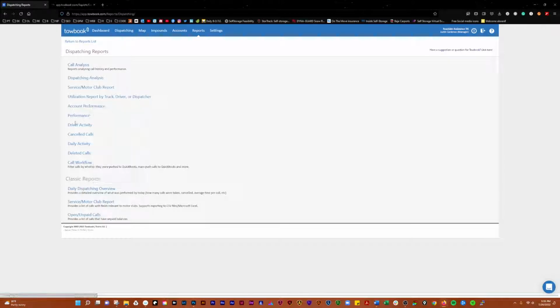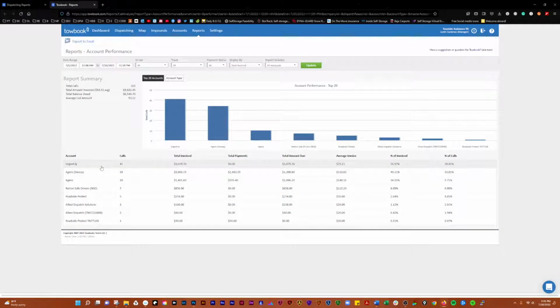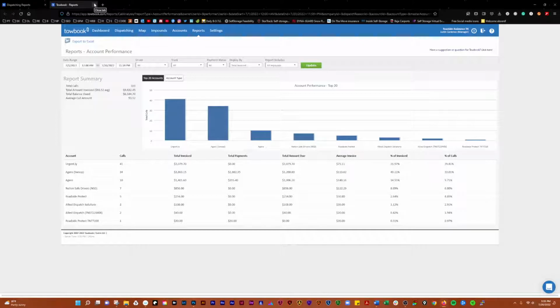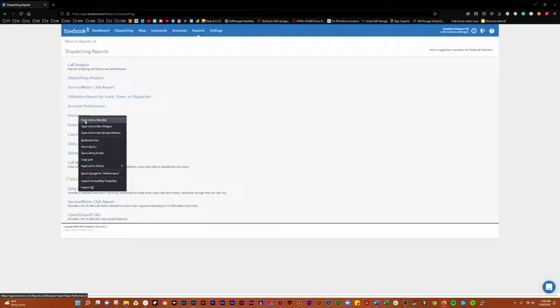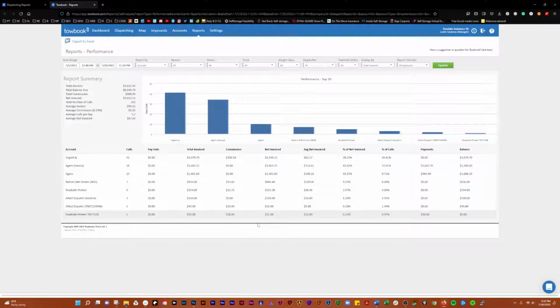We can go to account performance over here. You should be starting to get the idea by now, but you've got a lot of different ways to look at your different accounts and see how they're performing with all the same type of filtering up there. You've got performance reports. We're just going to go through these a little quickly. Now we should be getting the idea. It gives you a similar type of report.